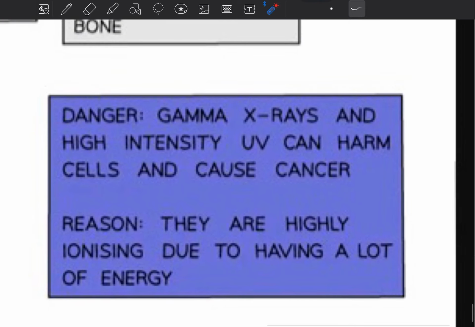Now, the danger in gamma rays is that gamma and X-rays can have high intensity, and high intensity ultraviolet can harm the cells and cause cancer because they are highly ionizing due to having a lot of energy. Gamma rays, X-rays, and ultraviolet have lots of energy, which means they're highly ionizing and they can cause cancer.